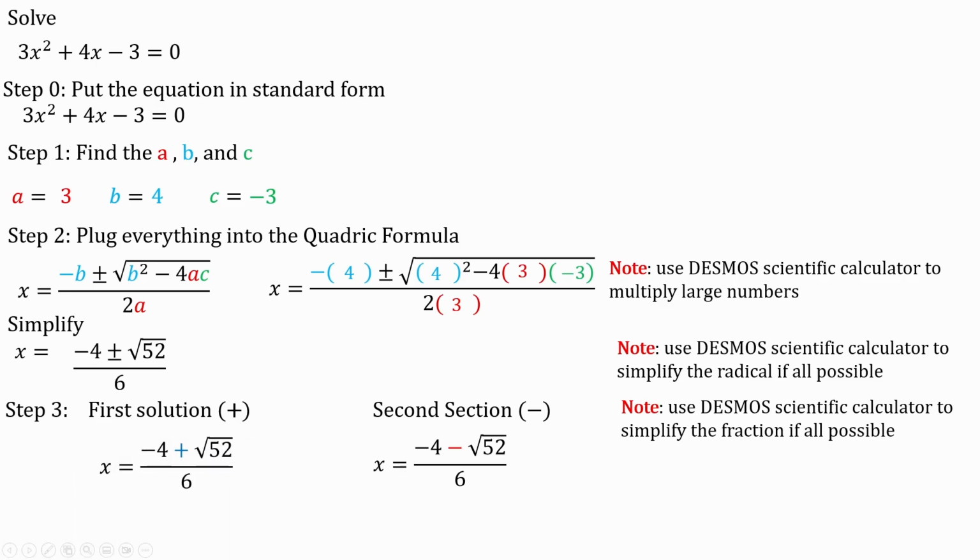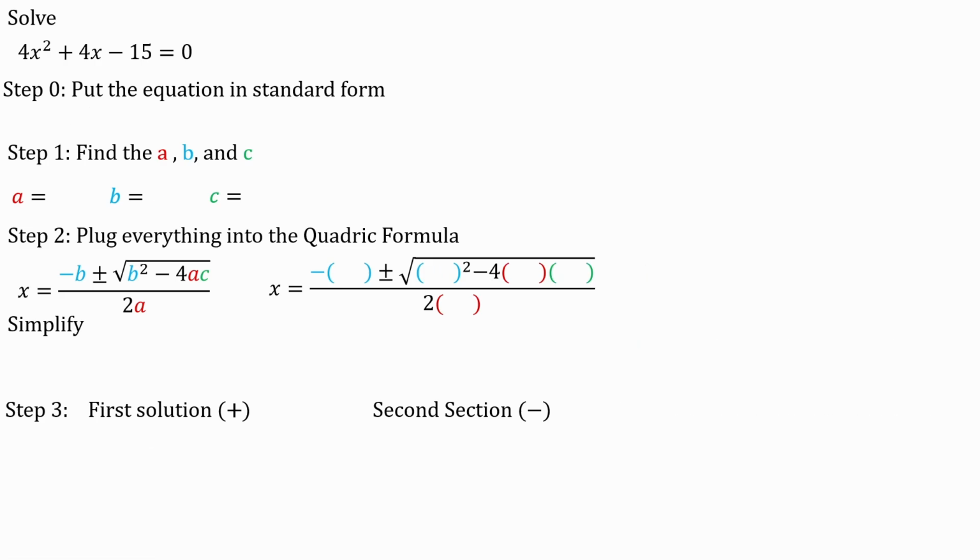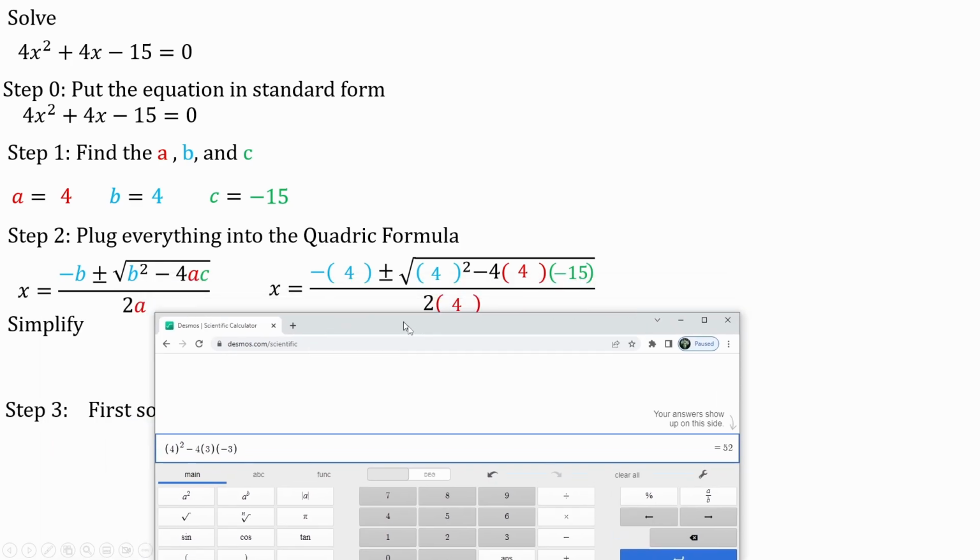All right. Then next, let's do this one. This is already in standard form. So it's 4x squared plus 4x minus 15 equals 0. A equals 4, b equals 4, and c equals negative 15. We can plug it into the quadratic formula. x is equal to negative 4 plus and minus radical 4 squared minus 4 times 4 times negative 15 divided by 2 times 4. Well, let's see what the inside of the radical simplifies to.